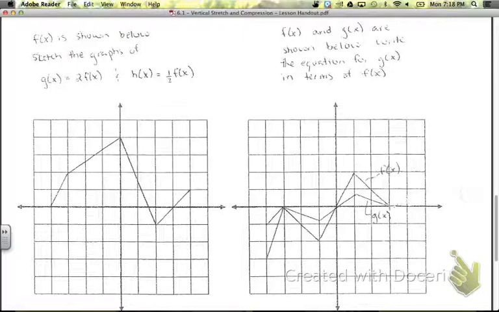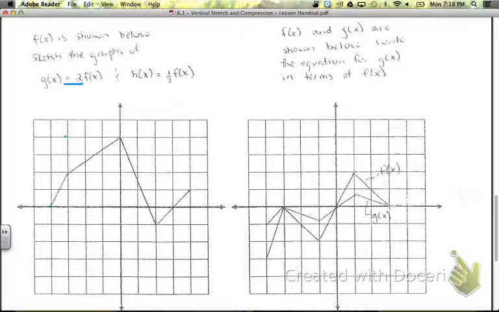So what we're going to do here is look at our first point, and that is right on our axes, so that point is going to stay the same. Since it's 2 f(x), you're going to multiply all of the y values by 2. So this point here is (-3, 2). We're going to multiply that 2 by 2, so it's going to be (-3, 4).